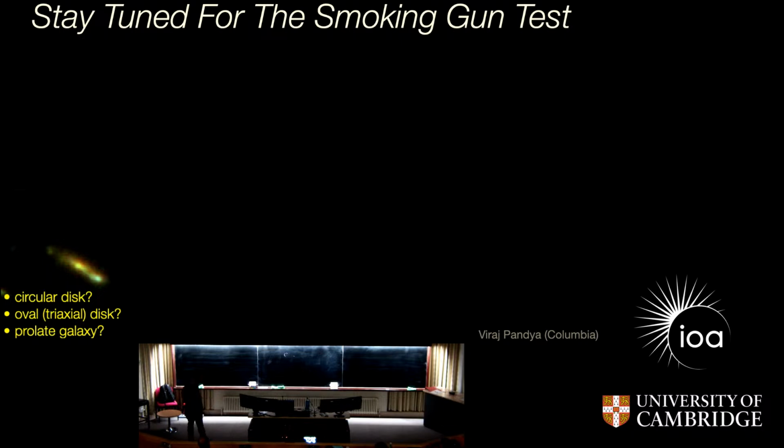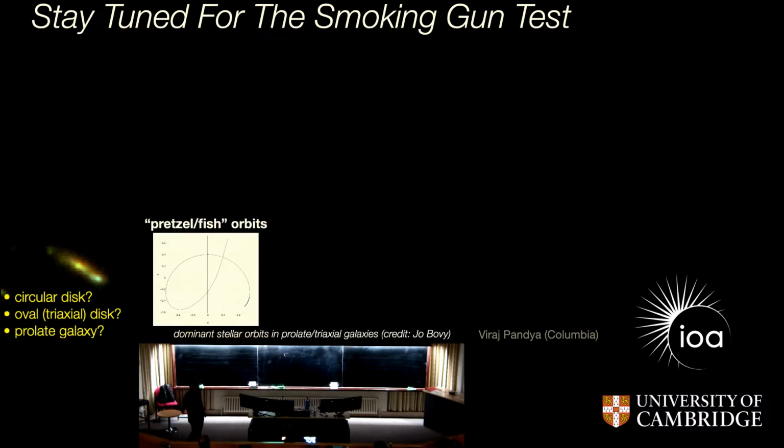So in the Milky Way, as I mentioned, the sun is going around the center of the Milky Way in roughly a circular orbit, right? Those kinds of orbits are impossible or very subdominant for stars in triaxial or polar ellipsoids. Instead, the dominant kinds of orbits that you get are things like pretzel and fish orbits.